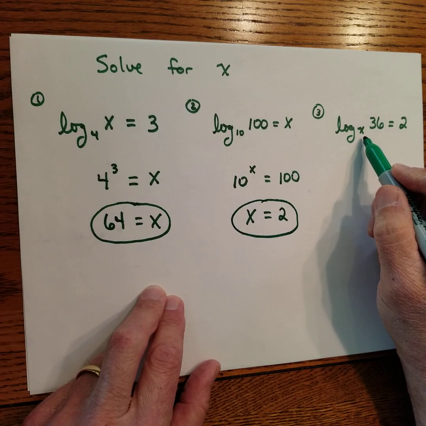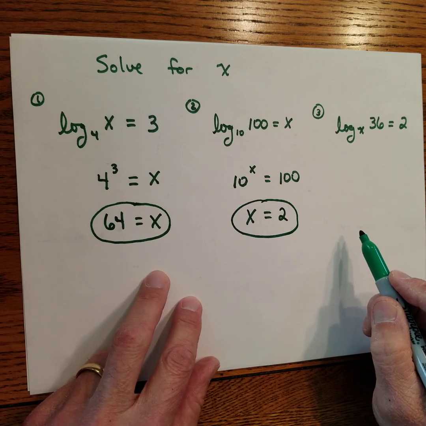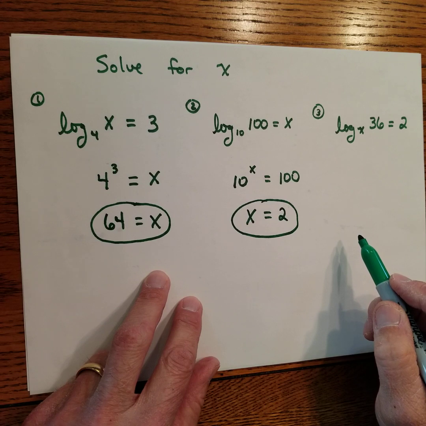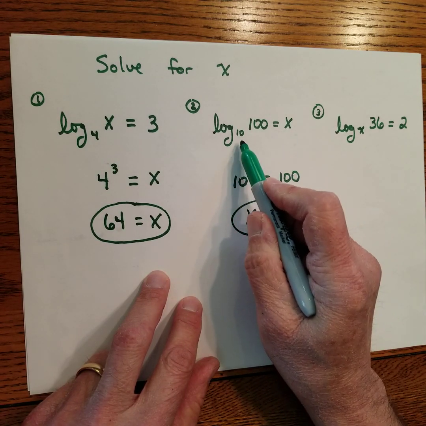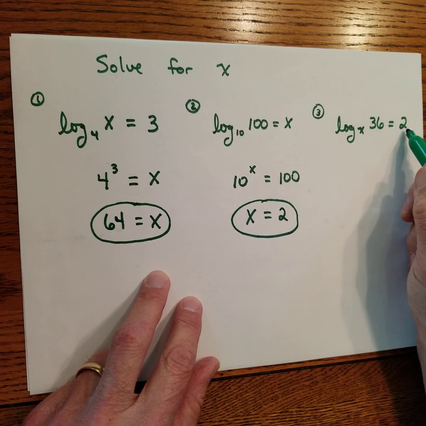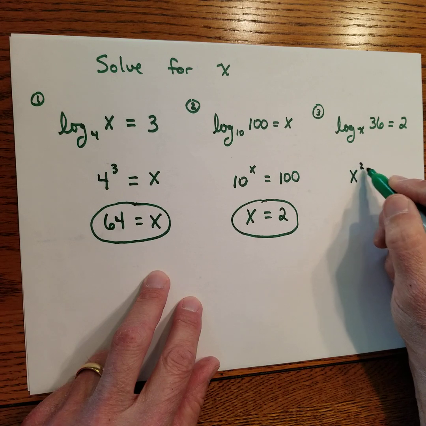This time the variable is the base. If you can do it in your head, great. If not, let's translate it into exponential notation. I know this number is the exponent that goes on that base. This 2 is the exponent that goes on that x.